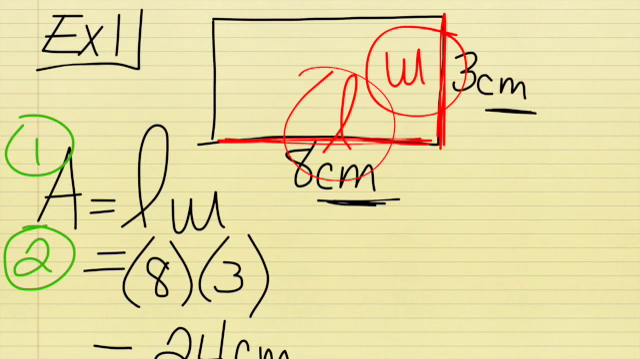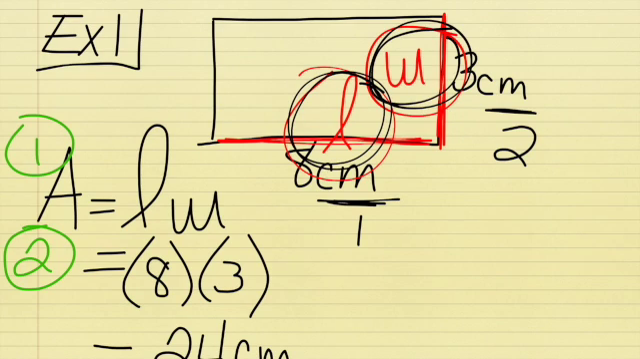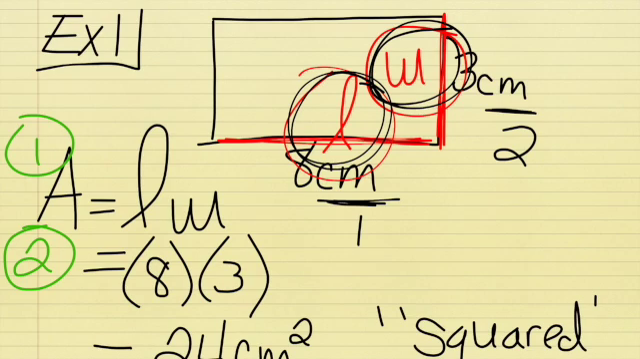And now fancy this, because we just found area and we used two dimensions, the length and the width, we have to write centimeters with a little 2 by it. And we say squared. So the answer here is 24 centimeters squared, and that little 2 means squared. Okay? So that's the basics of it.